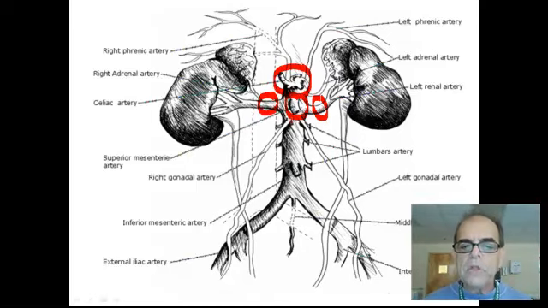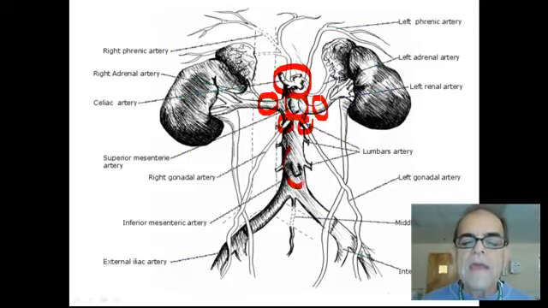After this come two little arteries called the gonadals. Gonadals are different in male and female. In the male they have the name of testicular arteries. In the female they are the ovarian arteries. These two are not easy to see with ultrasound.